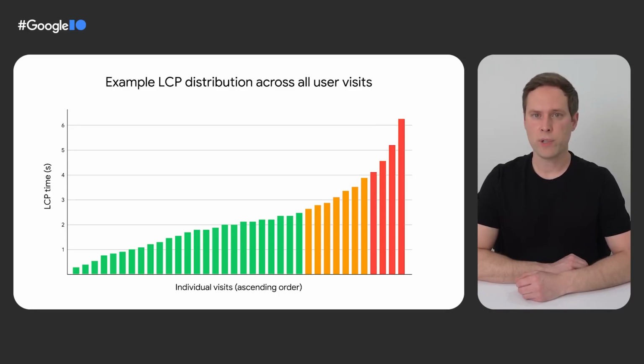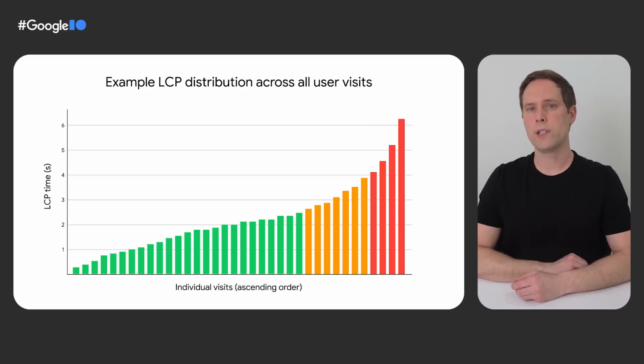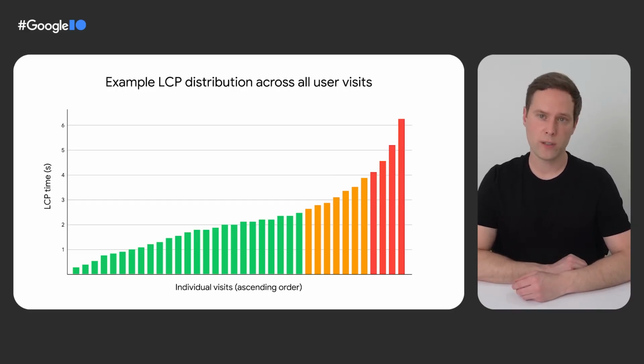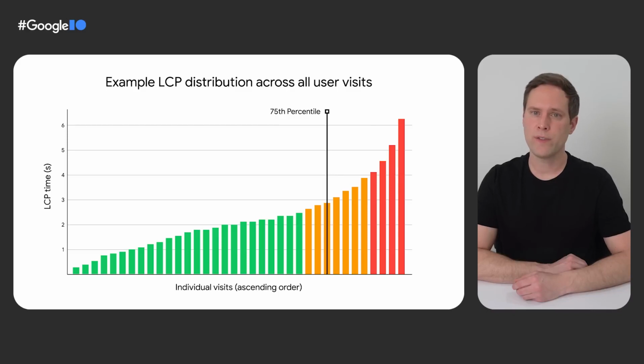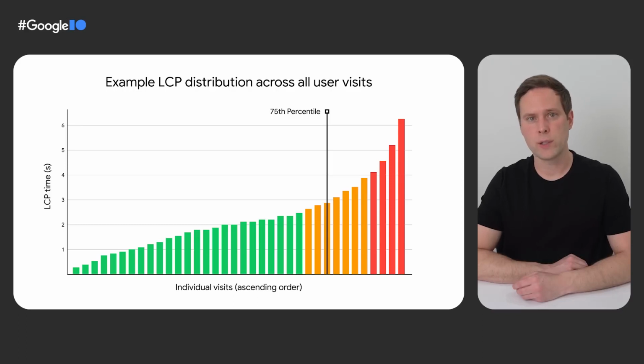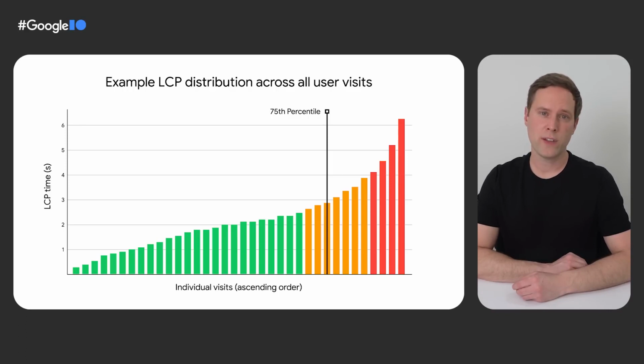So to get the 75th percentile from a list of sorted values like this one, all you have to do is take the value that is 75% or 3/4 of the way through the list. In this example of 36 data points, the 75th percentile corresponds to the 27th value in the list, which here is just under 3 seconds, so it's classified as needs improvement. Remember that to be classified as good, an LCP value must be 2.5 seconds or less.